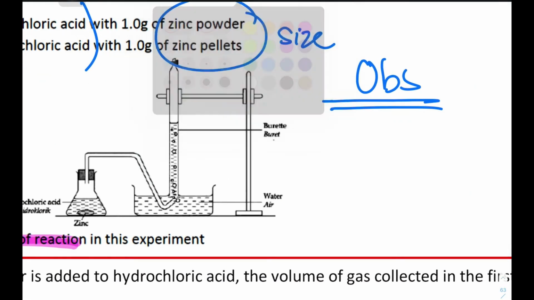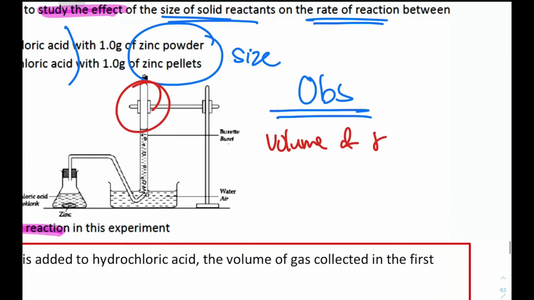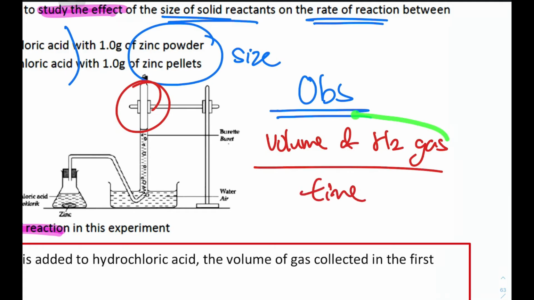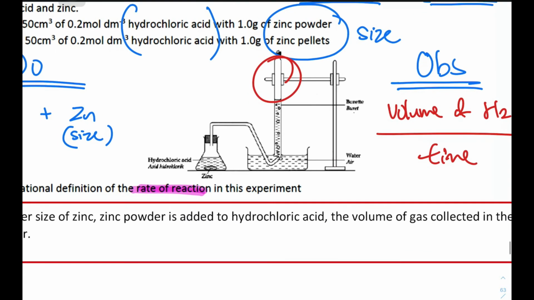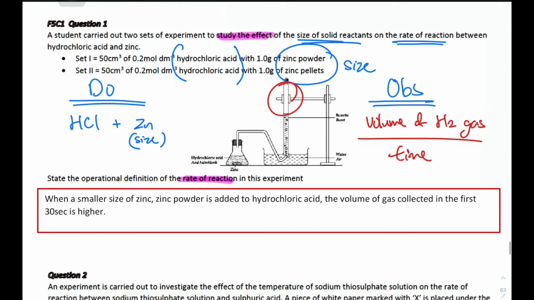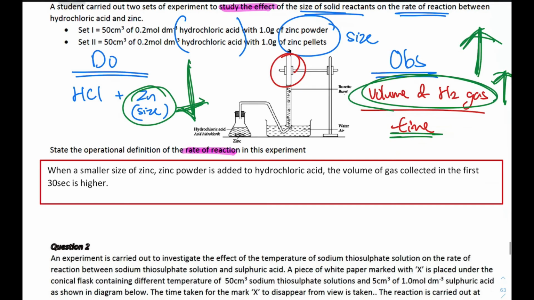I have to see how fast the gas will fill up the burette. So I have to observe the volume of gas. What gas is this? Hydrogen gas released over time. Rate of reaction, right? Quantity over time. I want to know how fast the gas will fill up the burette. Or I want to know in the first 30 seconds, how much gas can be collected. So you see, I can make a comparison here by saying the smaller the size of zinc, the higher my rate of reaction will be. So when my rate of reaction is higher, it means the volume of gas collected will be higher for the same time taken.